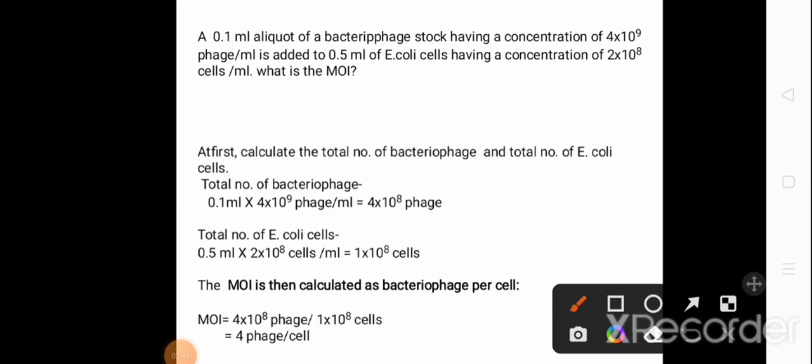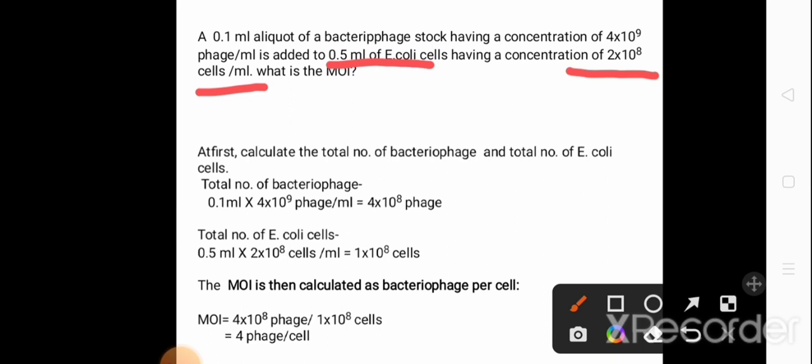Whereas the total number of bacteria, E. coli cells, will be as follows. Here the concentration of E. coli cells is 2 into 10 to the power 8 cells per ml, and it is mentioned that 0.5 ml of E. coli cells has this concentration. So the total number of E. coli cells is 0.5 into 2 into 10 to the power 8 cells per ml. That is 1 into 10 to the power 8 cells.